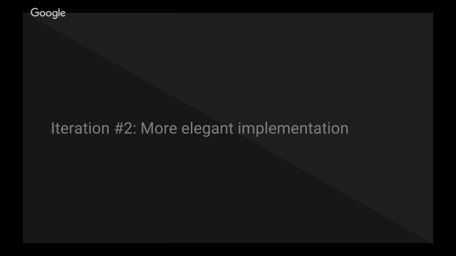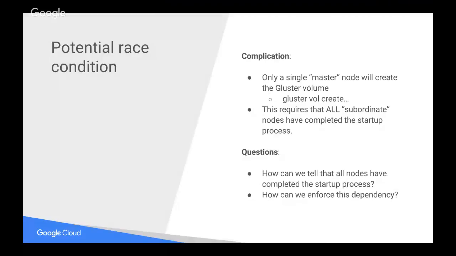So that's great, but there could be some problems with that. If you actually run that last script in practice, in about 50% of the cases, the creation of the Gluster volume is not going to work. It's going to fail, and the reason is that we have a potential race condition. We've already said that we're going to have one node that creates the volume, and it requires that all of the other nodes have completely finished their startup process.